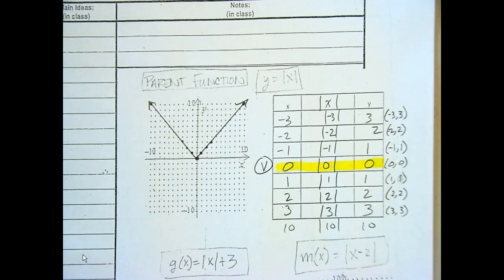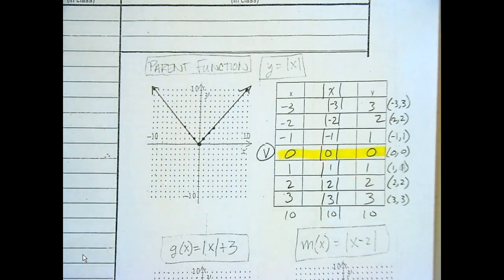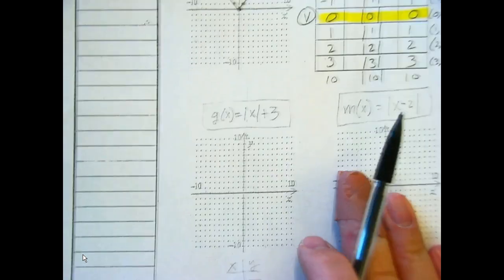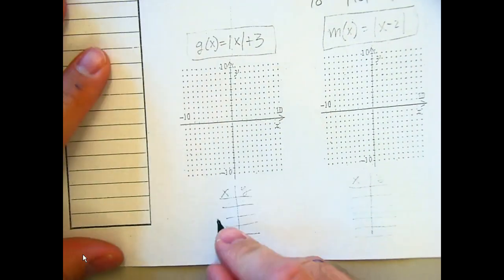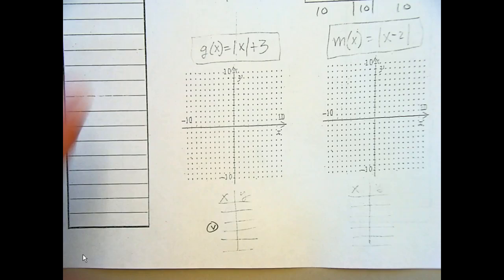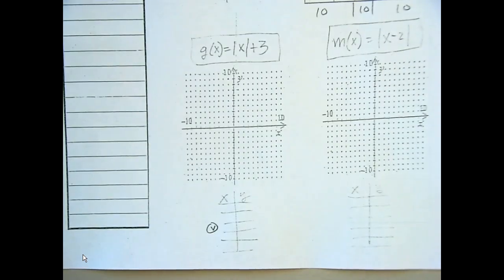Okay, we have certain points I want you to find. That's one of them there. So if I'm looking at this next graph, I want to find the vertex, and I'm going to put a V right there. Okay? Go and tell your neighbor what the vertex is.